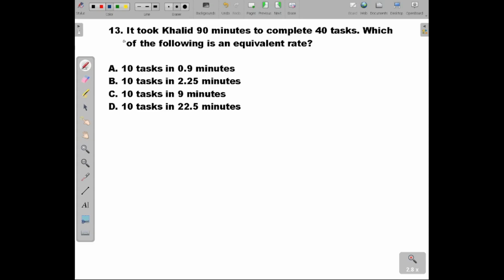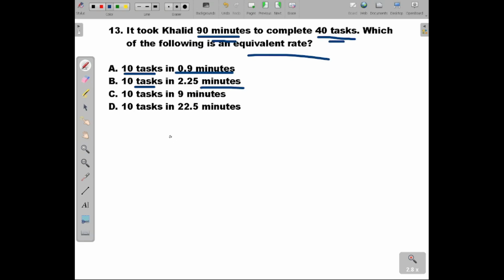Number 13. It took Khalid 90 minutes to complete 40 tasks. Which of the following is an equivalent rate? So we have 10 tasks in 0.9 minutes and so on. The important thing is that we have tasks and minutes. And here we have tasks and minutes too.